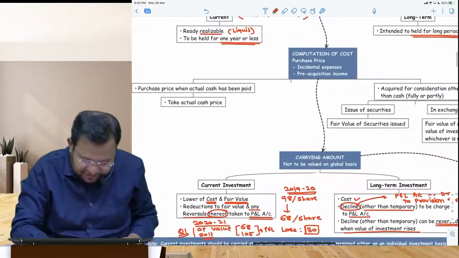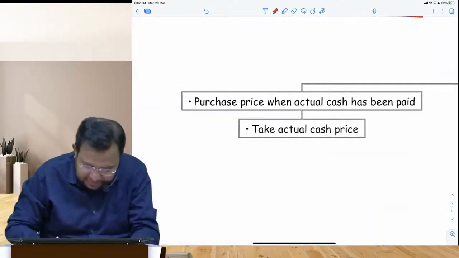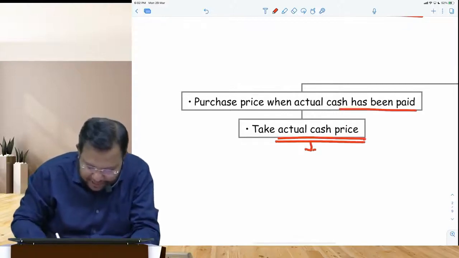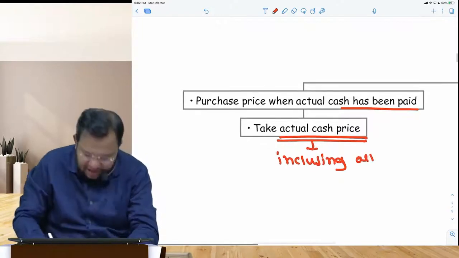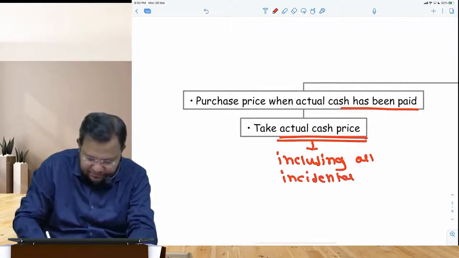What is the cost of investment? In case you have paid cash consideration, the purchase price will be the actual cash price that you paid, including all incidental charges that you paid for acquisition of the investment.